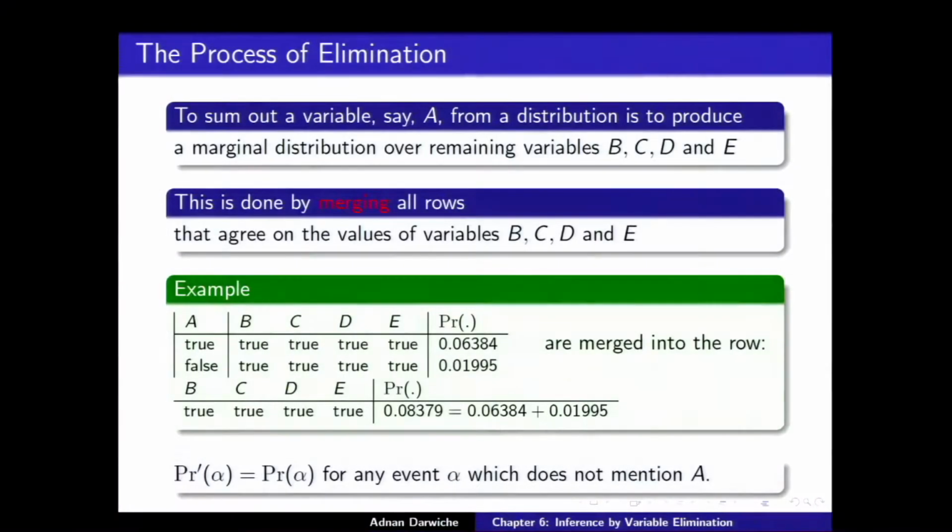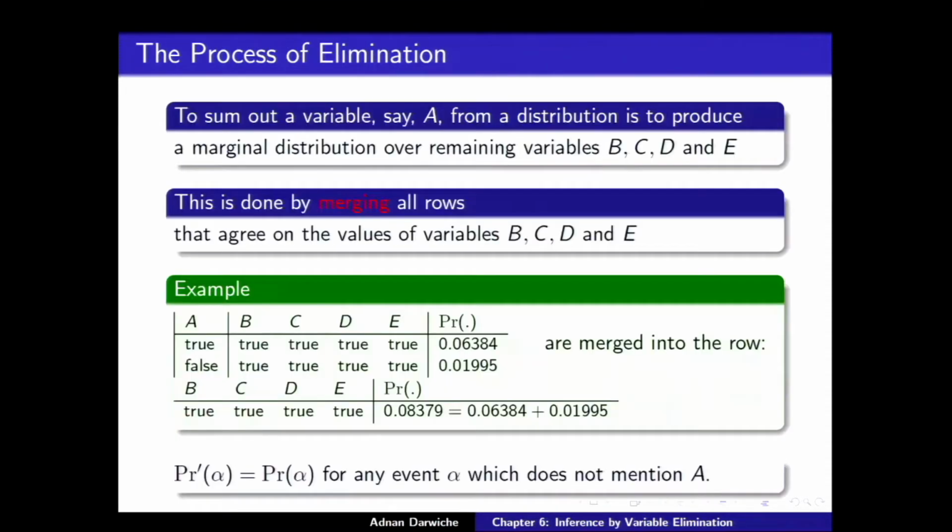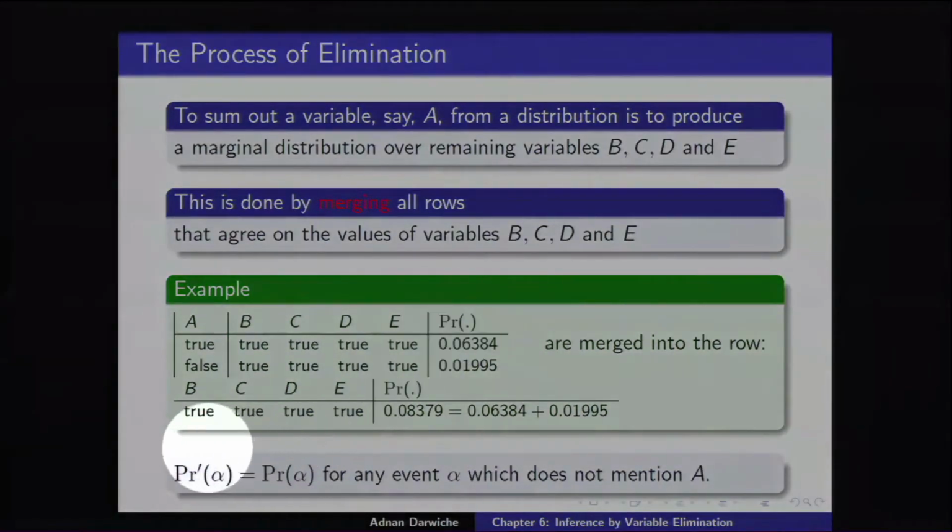So if we have this joint from before, and we go ahead and sum out the variable A, what are we going to do to the table? We're going to slash its size by half, right? By simply taking every pair of rows that agree on everything but A and just collapsing them together. That's basically the process of summing out. And again, the guarantee here is if you started with the original table representing distribution Pr and the new distribution is Pr prime, then you get this for any event alpha which does not mention the variable A.